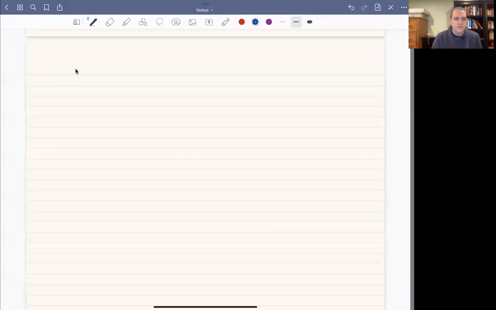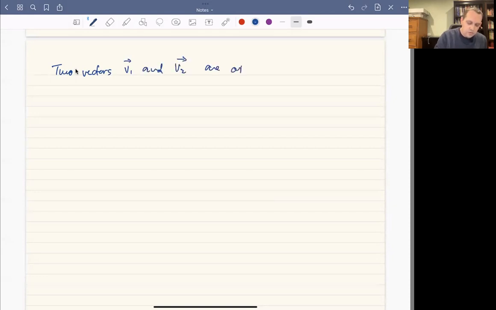So the next thing I want to do is to talk about what it means for two vectors, say v1 and v2, to be what's called orthonormal. So two vectors v1 and v2 are orthonormal. Orthogonal, orthonormal, means orthogonal plus each of them are unit length.